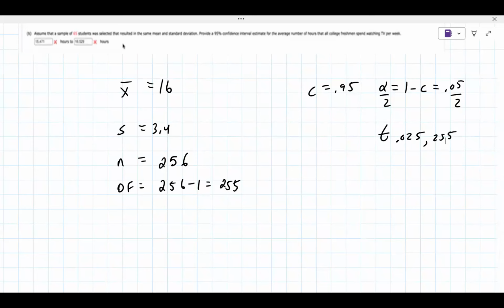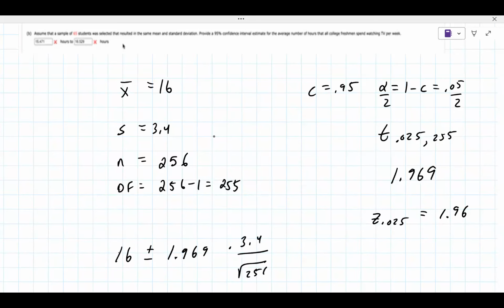I'm gonna go look at that with technology. And if you use technology, it ends up being 1.969. Now, if you just used a pure normal distribution, your Z of 0.025 is 1.96. So you can see that there's not a lot of difference, but it could be an issue. I'm not really sure what to suggest, but the confidence interval here is 16 plus or minus 1.969 times 3.4 over the square root of 256.